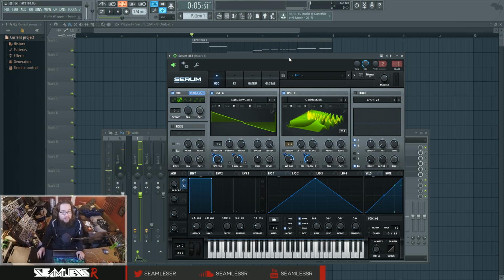So that real phasing thing that's happening there is happening because I have unison engaged, but it's not static. I'm actually automating the detune knob.